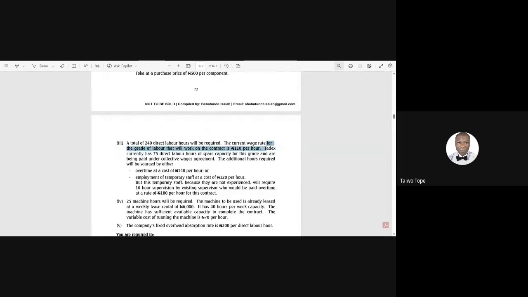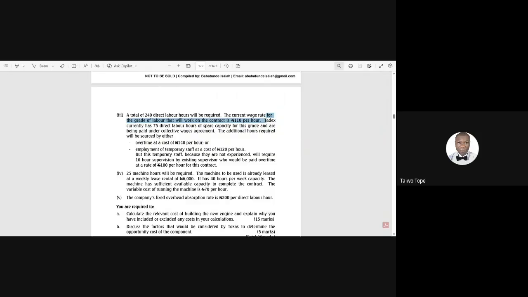For labor, a total of 240,000 direct labor hours will be required. The current wage rate for the grade of labor that will work on the contract is 110 naira.